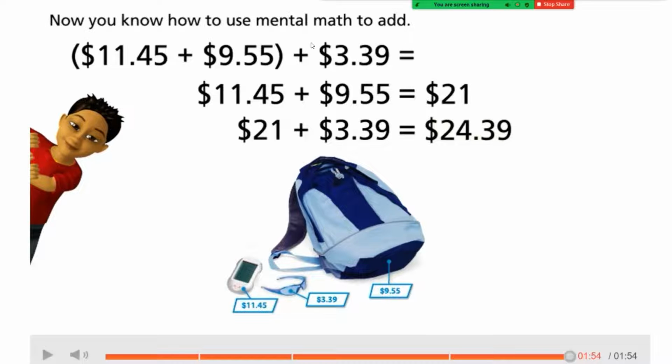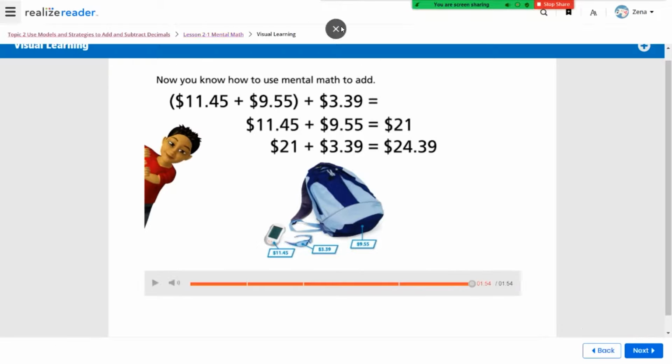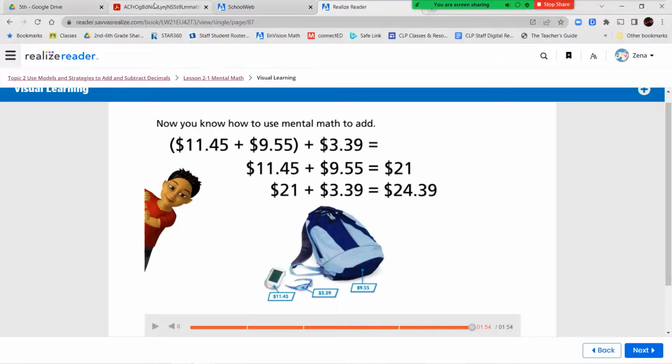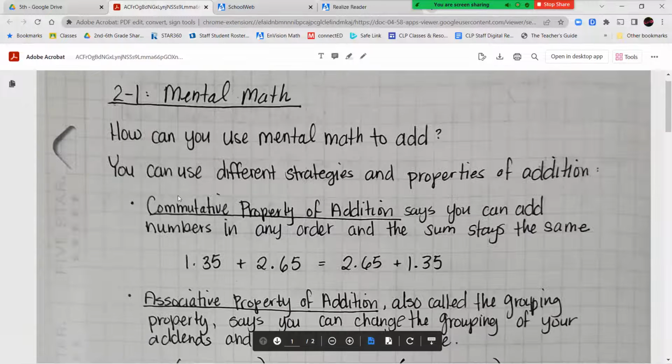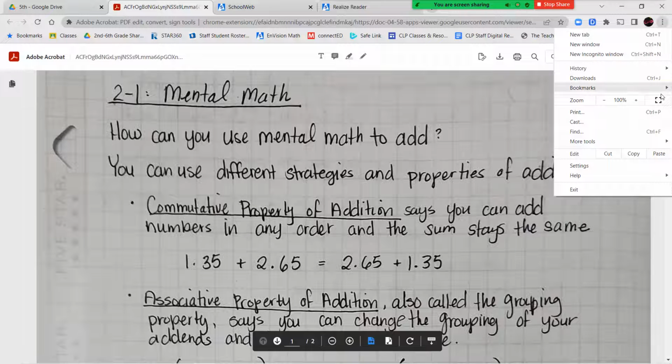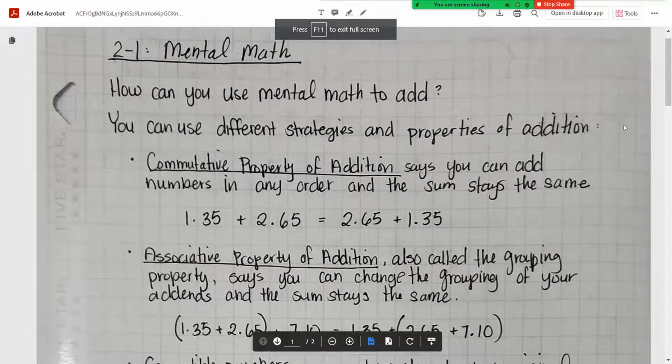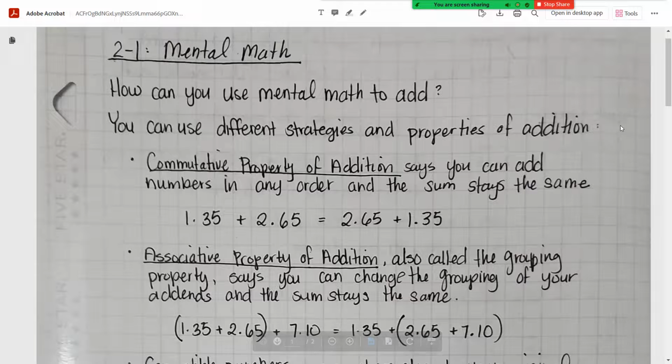All right, let's go ahead and take a look at our notes for this section. Now, these properties are ones that you've learned before. They're going to be very familiar because we've used them as regular properties of addition when working with whole numbers. So the commutative property says that you can add your numbers in any order and the sum is going to stay the same. So 2 plus 3 is the same thing as 3 plus 2. With decimals, it still applies the exact same way.